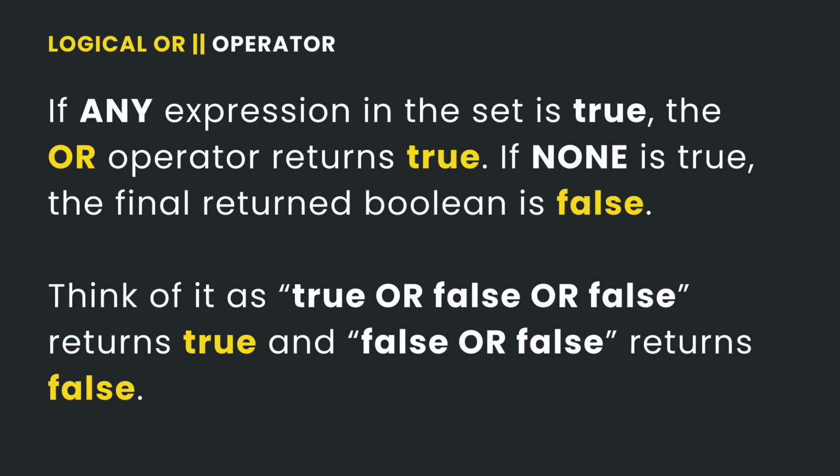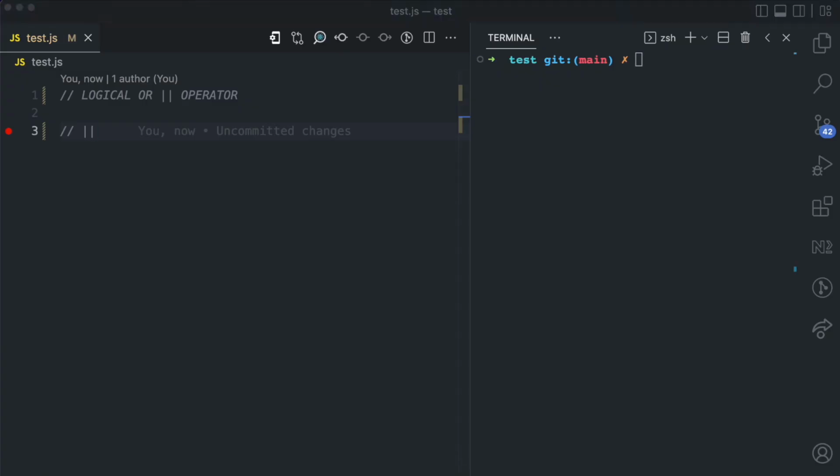So you can think of it as true or false or false or false or false would return true, false or false or false or false would return false, true or false or true would return true. Don't worry about all this story I'm making. Let me go straight to show you an example.